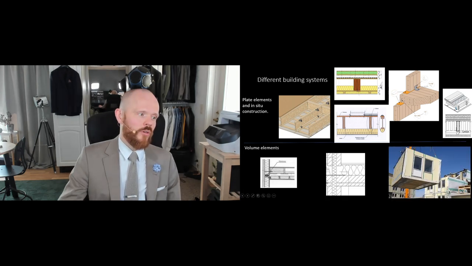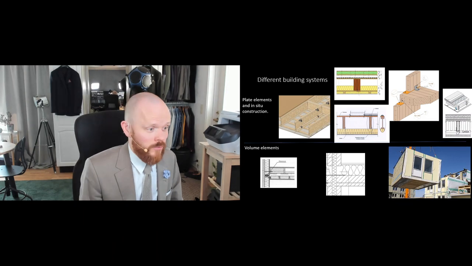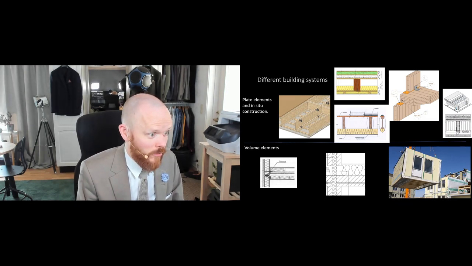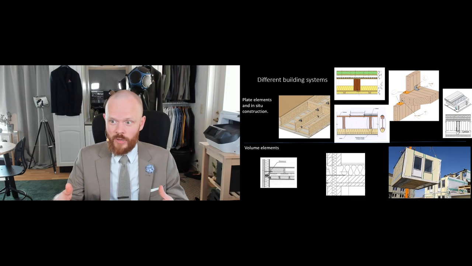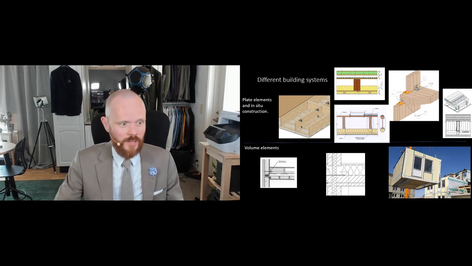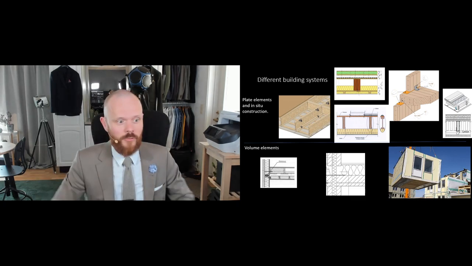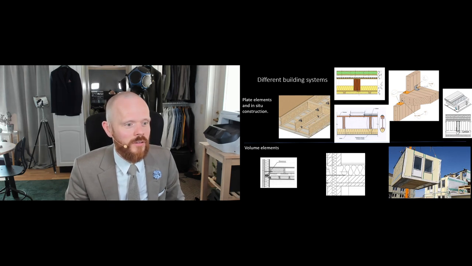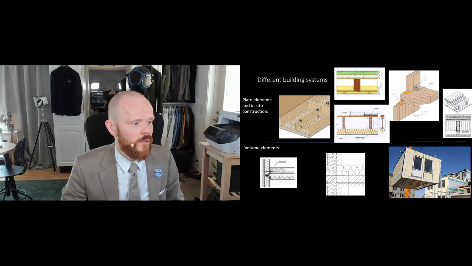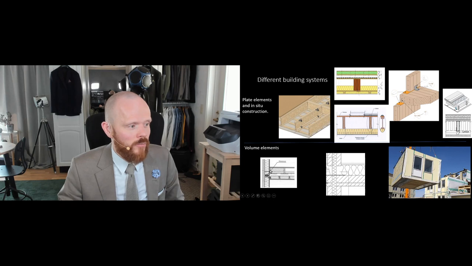And you can also use volume elements. This is something that wood is really good at, because it's lightweight. You can put it on trucks and drive it to the building site, and then you just, like Lego, stack it on top of each other, and you can quickly erect a complete building. And they can be produced either with plate beam plate systems like this left picture here, or there are also volume systems with the CLT, which would look like this second one.